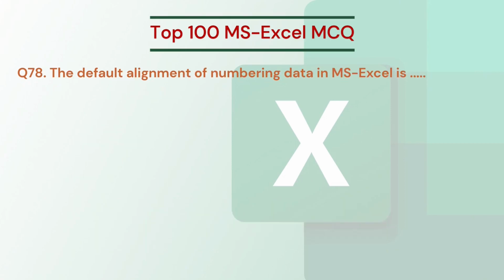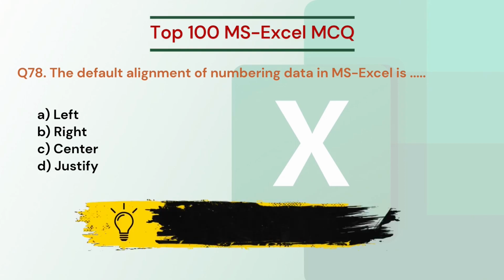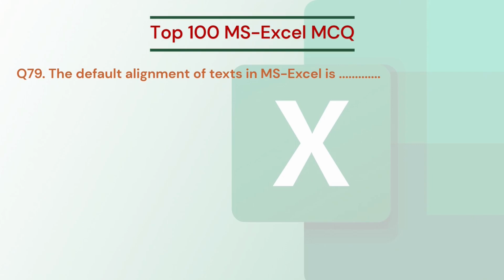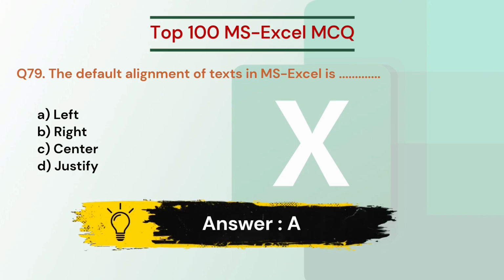The default alignment of numbering data in MS-Excel is A. Left. B. Right. C. Center. D. Justify. Correct answer is B. Right. The default alignment of texts in MS-Excel is A. Left. B. Right. C. Center. D. Justify. Correct answer is A.